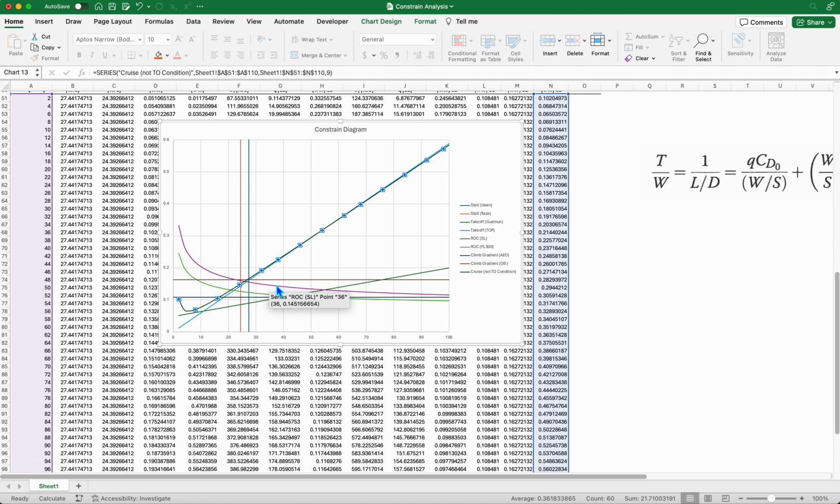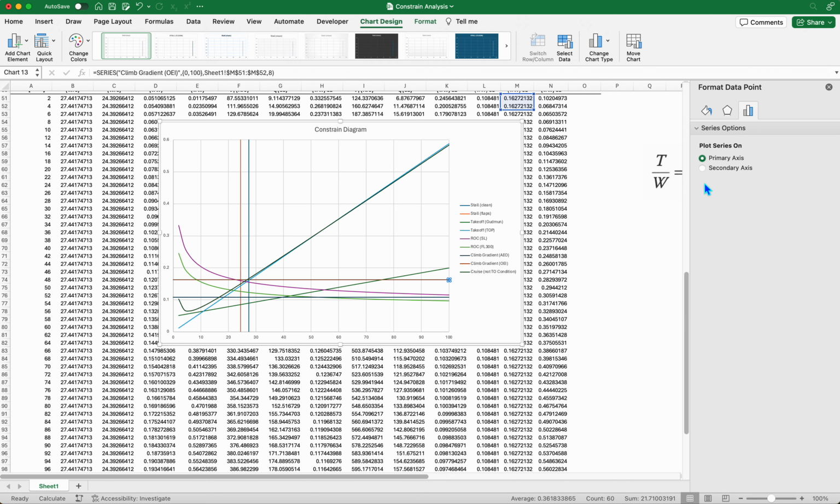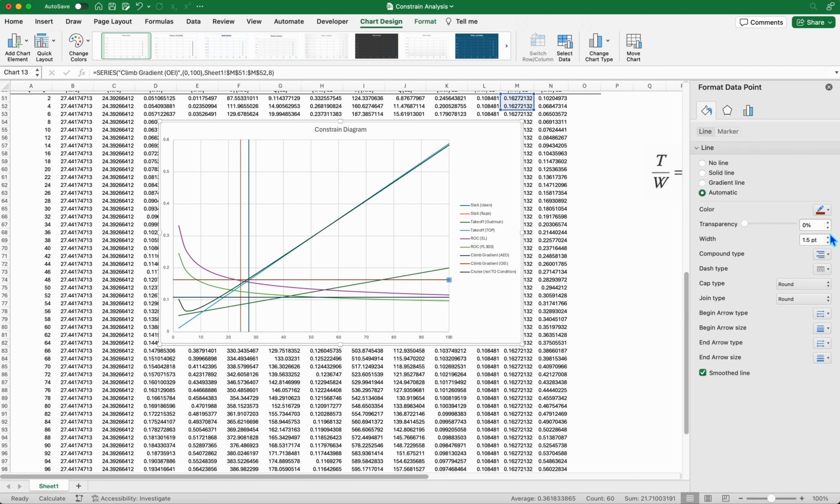So as it is right now, our rate of climb and our climb gradient relationships are sort of our limiting factors. It's hard to see with these colors. These are kind of what is dictating our flight so far.